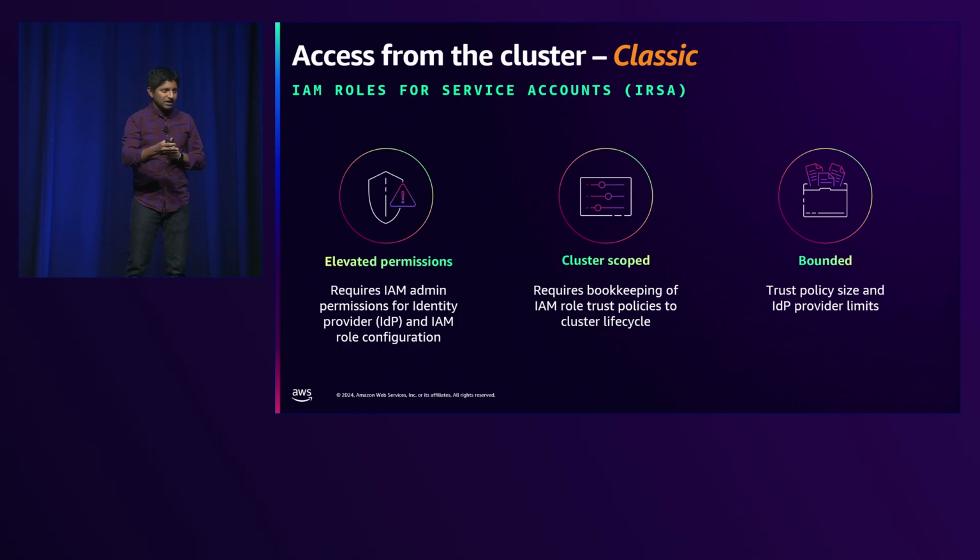And you could have a Kubernetes application that needs to access an S3 bucket. It could be a DynamoDB table. It could be any AWS resource. How do you make sure you assign the right permissions to the application? So one option we had previously, and it's still available, is called IAM roles for service account. In short, it's called IRSA.